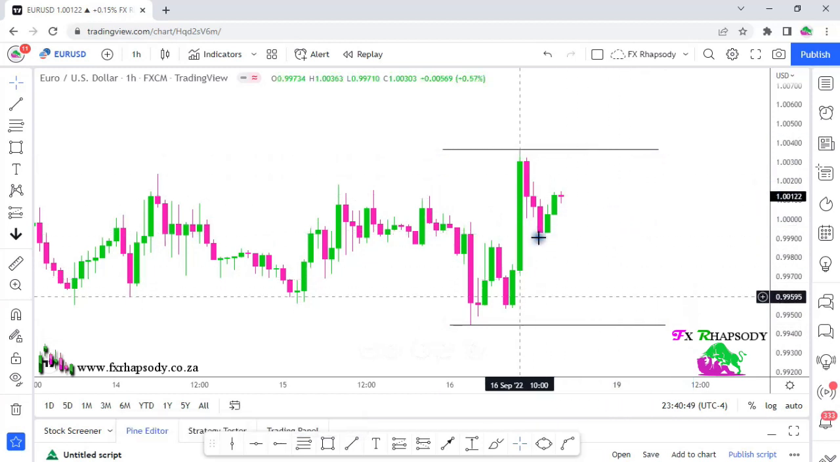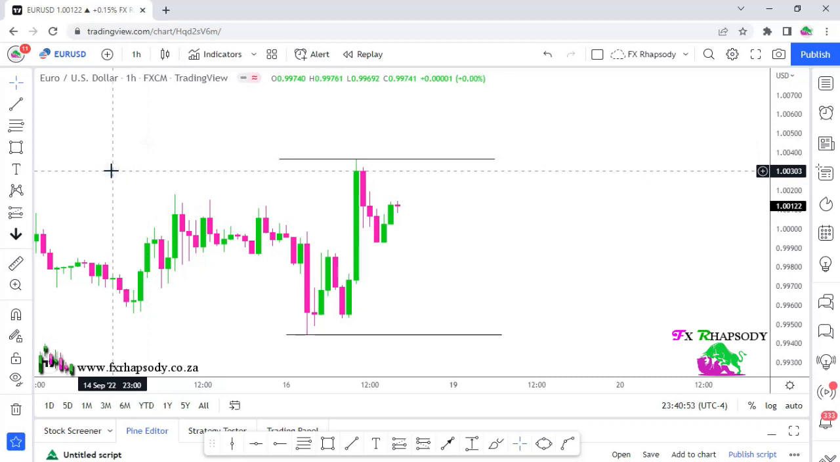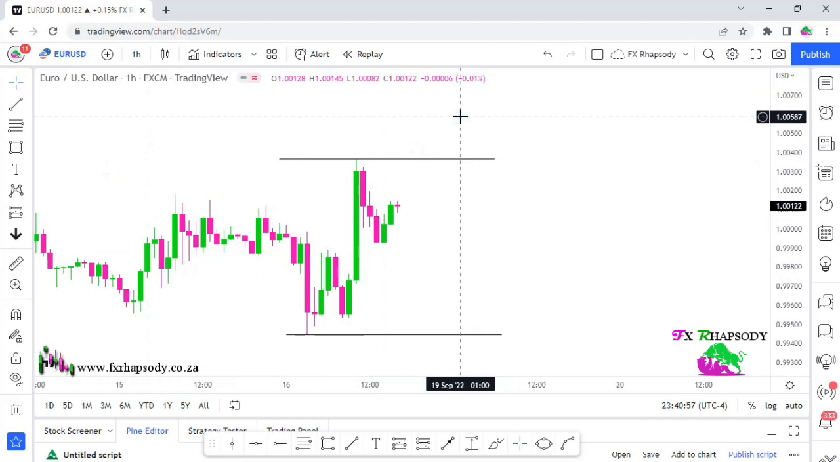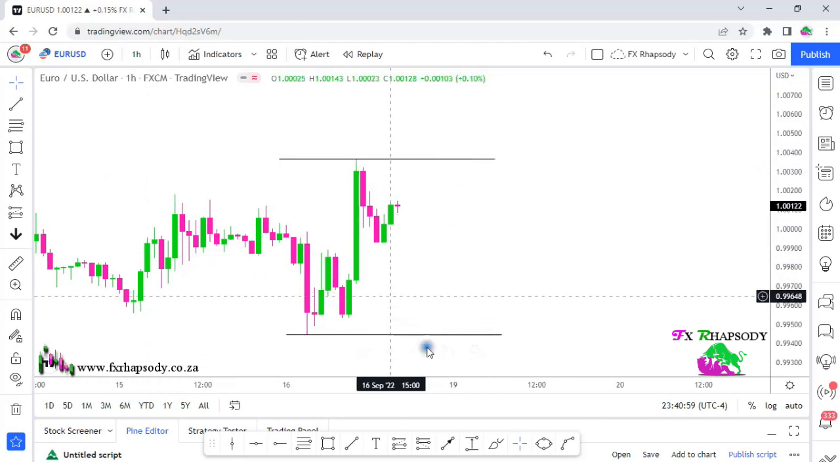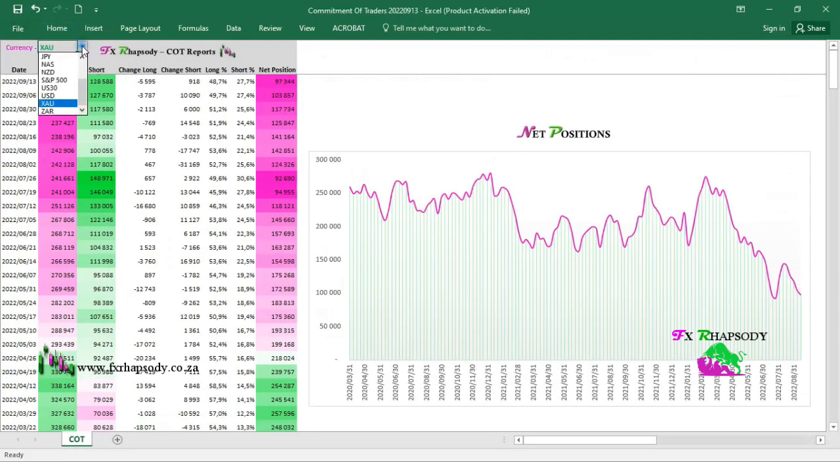So those are the two areas that I'm marking out to see what price is going to be doing in that. Okay, breaking upwards, we will have a nice buy up. Breaking downwards, price will continue down. Right. So again, Euro USD on a very low. Excuse me. So let's have a look at the COT reports.